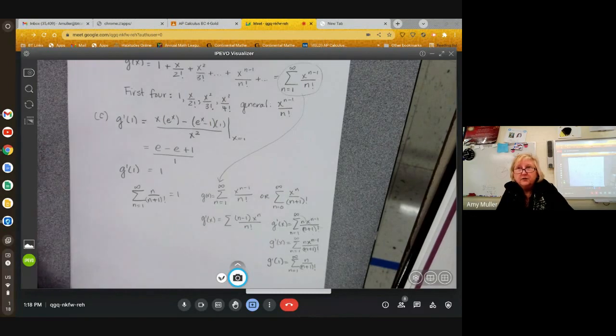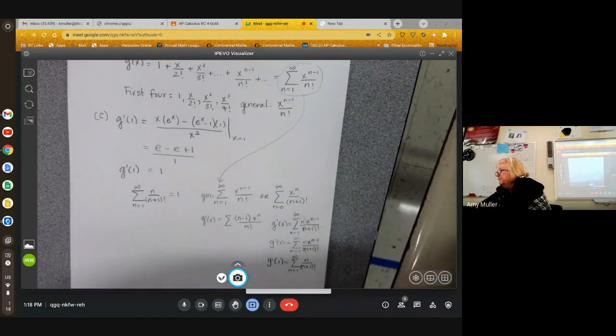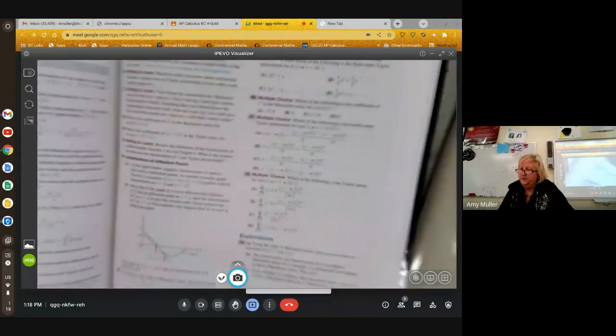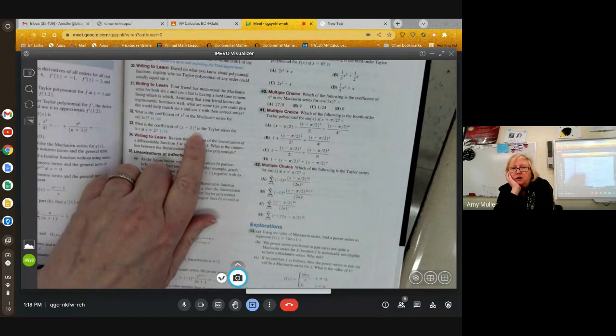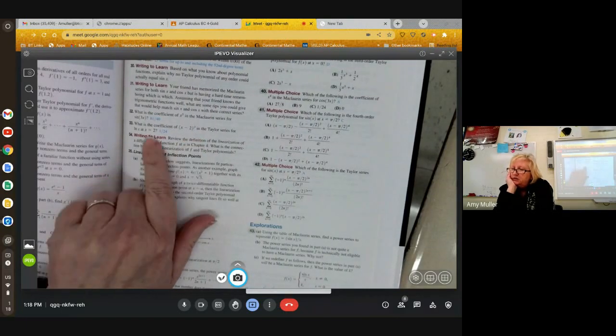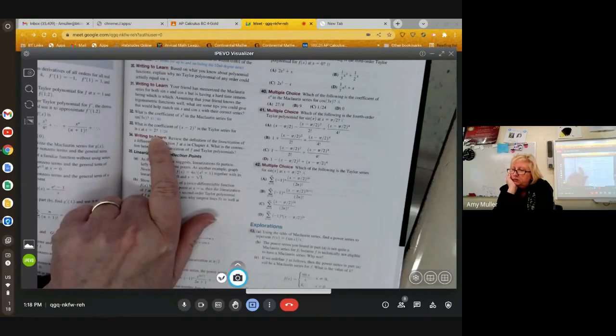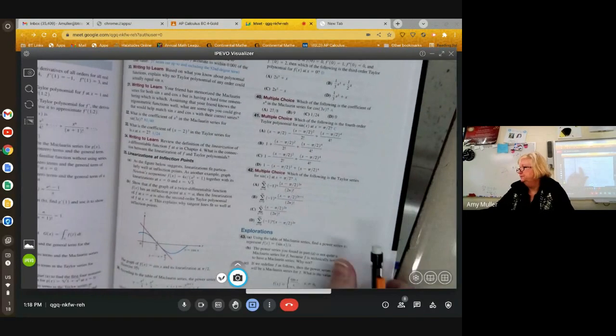All right, any others? Number 33 on the 9-2 homework. 33. Says, what is the coefficient of the x minus 2 to the third in the Taylor series for natural log of x at x equals 2? Okay.